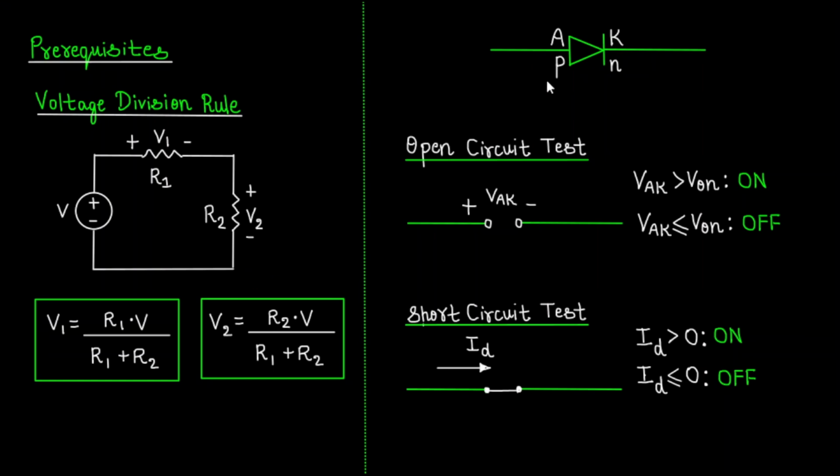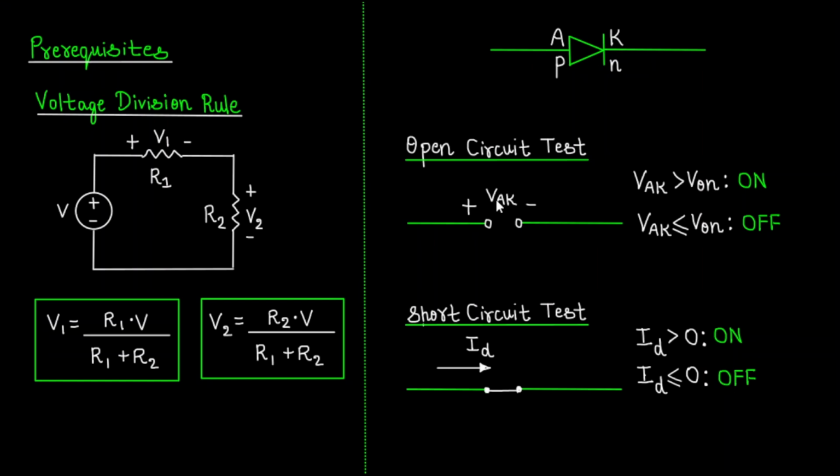Next we arrive at the diode. Let us consider the positive side of the diode to be the anode denoted by capital A, and let the N side of the diode be called the cathode denoted by capital K. Next, we need to know the two important tests to analyze any diode, which are the open circuit test and the short circuit test. In the open circuit test, we assume that the diode is off and calculate the potential difference between the anode and the cathode, opening the diode.